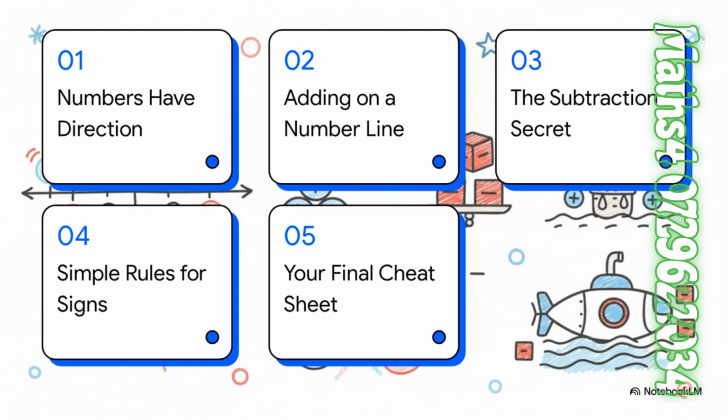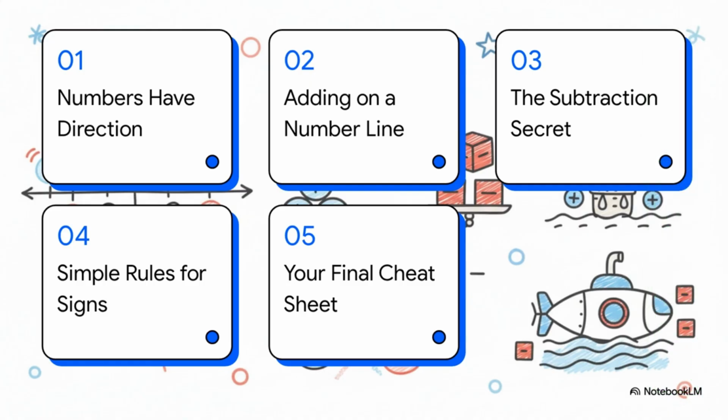First, we'll look at how numbers actually have direction. Then, we'll take a little walk on the number line to practice adding. After that, I'll let you in on the big secret to subtraction. We'll cover the super simple rules for signs and then wrap it all up with a final cheat sheet you can take with you. So let's get started.